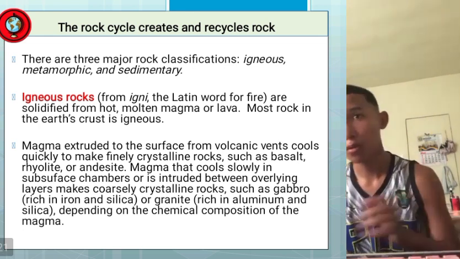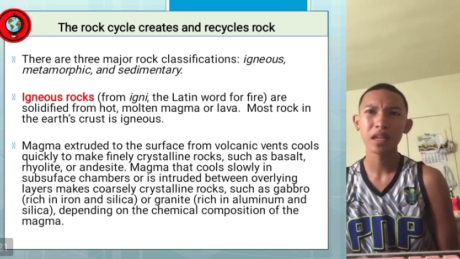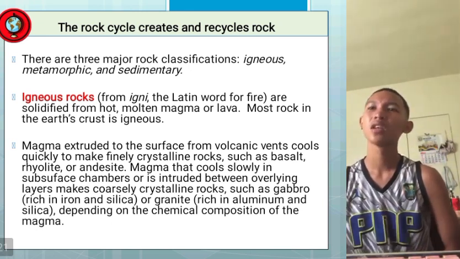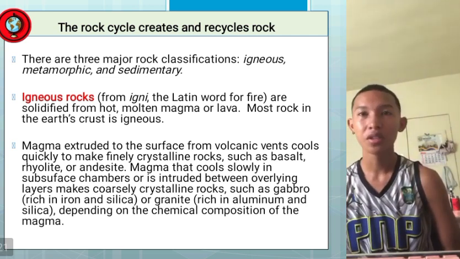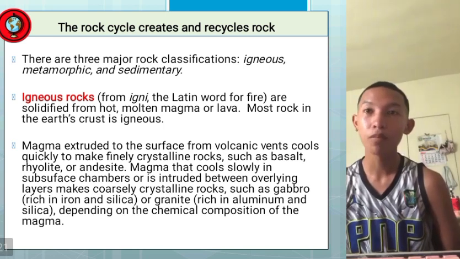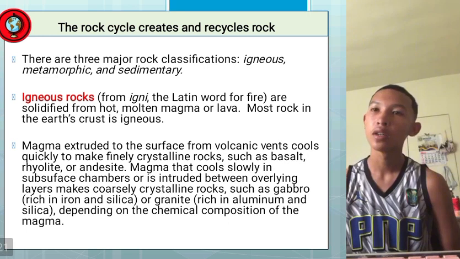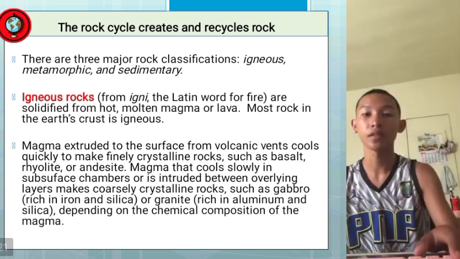depending on the chemical composition of the magma. So, igneous rocks, in simpler terms, from the Latin word for fire, form when hot molten rocks crystallize and solidify. So the melt originates deep within the earth near active plate boundaries or hot spots, then rises toward the surface.